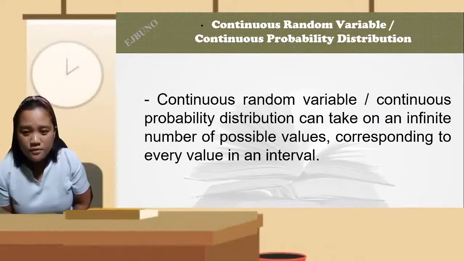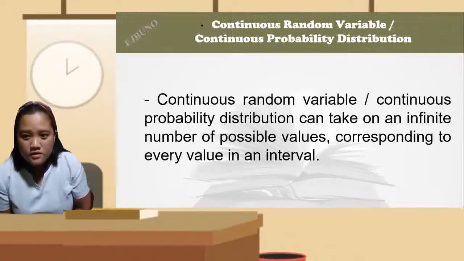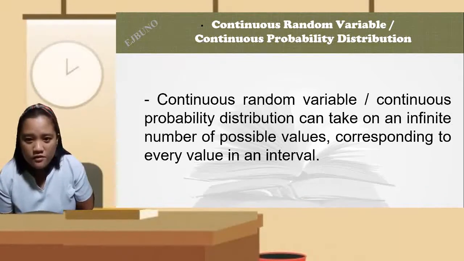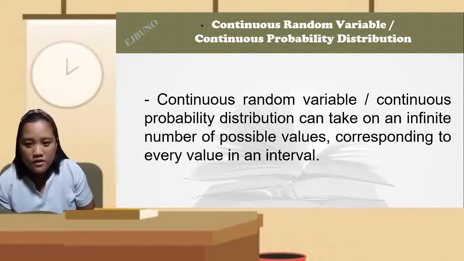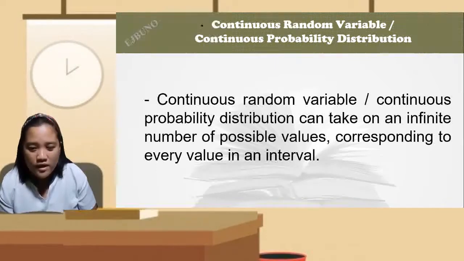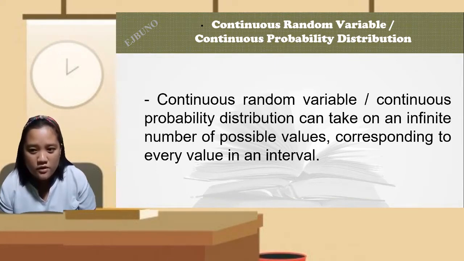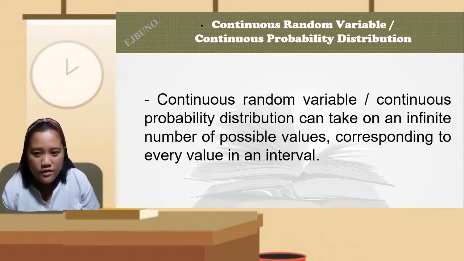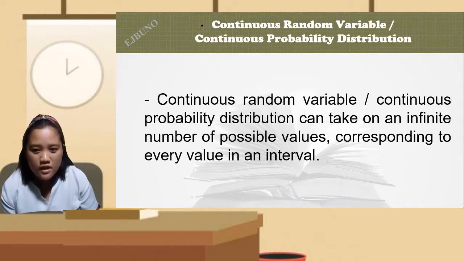Continuous random variable or continuous probability distribution can take on an infinite number of possible values corresponding to every value in an interval. Continuous random variables are usually measurements. Examples: height, weight, the amount of sugar in an orange, and the time required to run a mile. For example, we might have a random variable that takes on any value between 5 and 6.